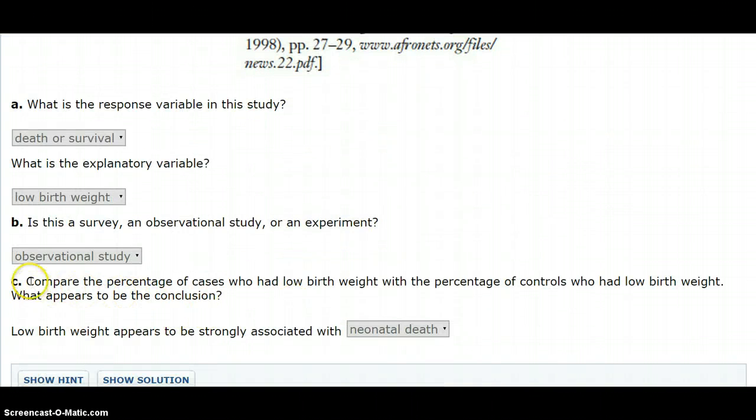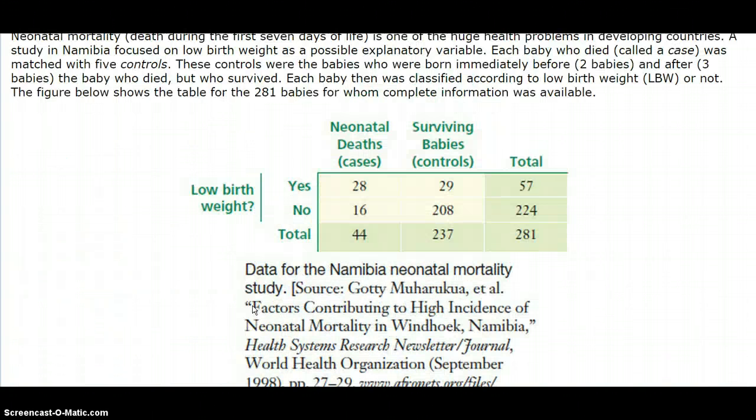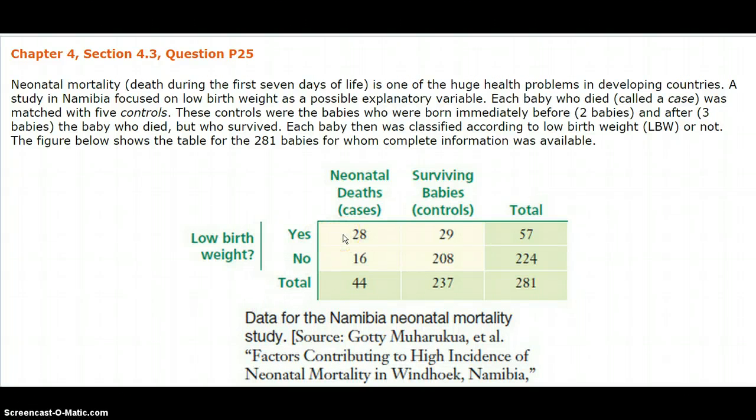Now here's the key to the whole study. Compare the percentage of the cases who had low birth weight with the percentage of controls who had low birth weight. What appears to be the conclusion? And we have to be careful here. I like that it says percentages because this is important. If we look at the low birth weight, there were 28 of the ones who died that had low birth weight, and 29 of the ones who survived who had low birth weight. So it looks pretty much the same.